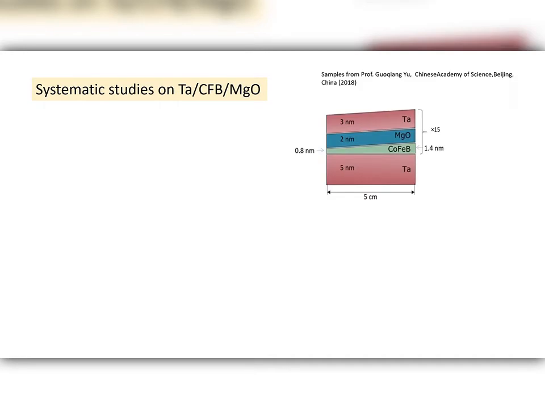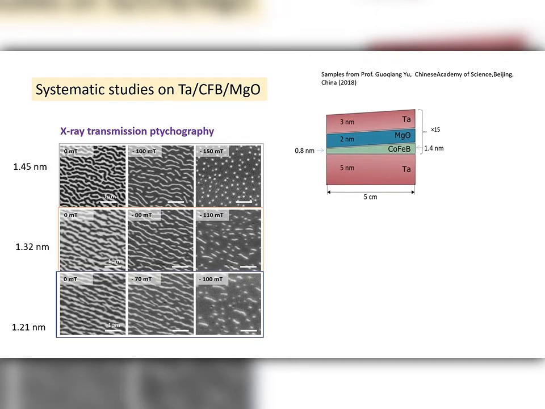But we were in a lucky situation that we have one system, a tantalum, CoFeB, MgO multilayer system, where we have a wedge of identically prepared samples which are very large. The variation of the CoFeB thickness was from 0.8 nanometer to 0.4 nanometer, and here is a typical picture with our transmission X-ray tomography.